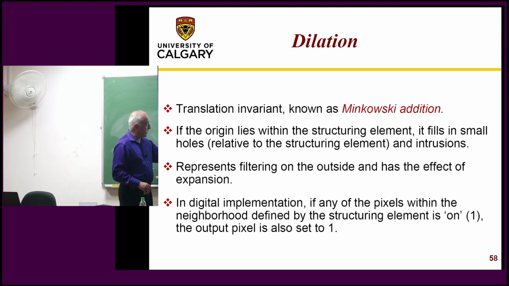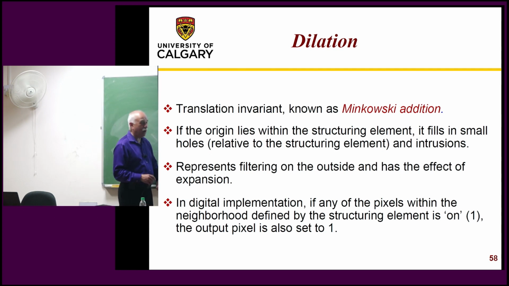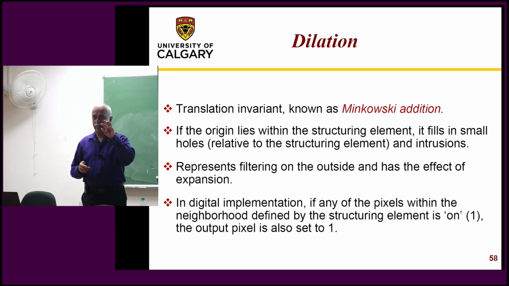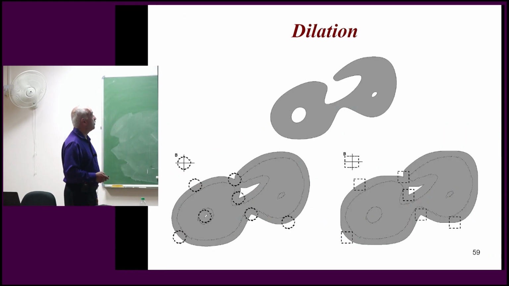In digital implementation, if any of the pixels within the neighborhood defined by the structuring element is on or 1, the output is also set to 1. So it is the max of all the pixels in that region. There could be a bunch of zeros, but if there is a 1, then the output is 1.